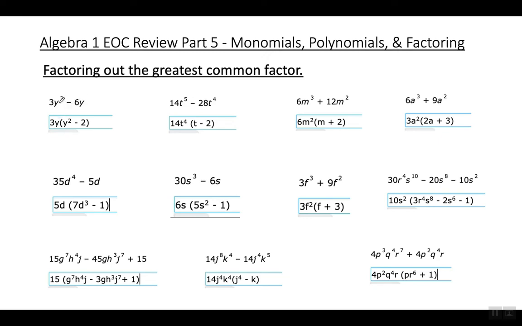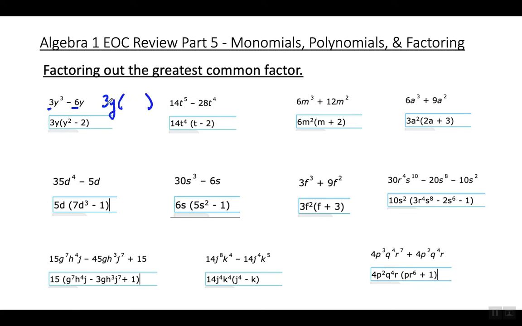So look, first let's look at the numbers. What's the greatest common factor of 3 and 6? 3. Factors are the numbers that you multiply to get 3 and 6. By the way, a greatest common factor cannot be bigger than one of these numbers. So my greatest common factor cannot be 6 because that's bigger than 3. And for the y's, the greatest common factor is y.